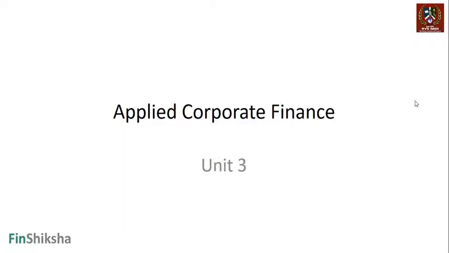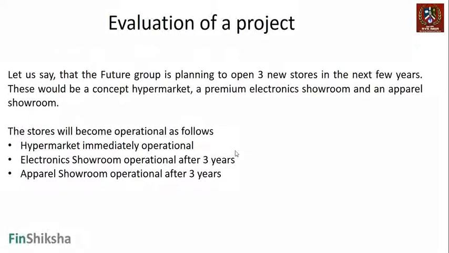Finance, and in this particular video we're going to talk about creating the Excel sheet with the data, revenues and costs for the project that we are going to look at, as evaluating. So if we go back to our discussion around what the project was, we were saying that Future Group is planning to add these 3 new stores. One would be a concept hypermarket, which is a big store on the retail front. There is a premium electronics store, and there is an apparel showroom.